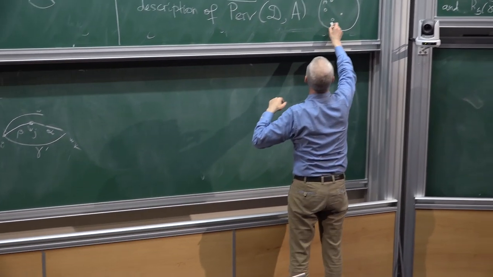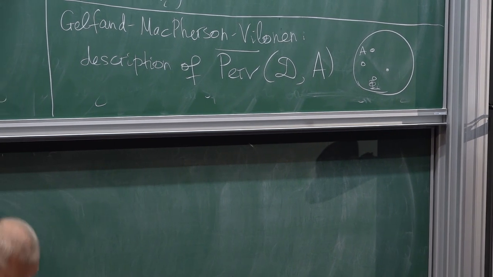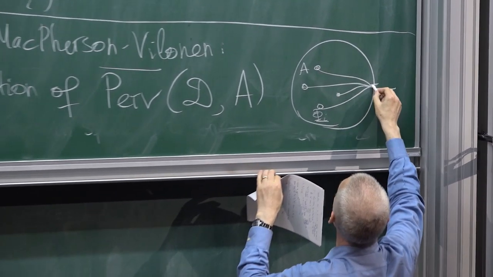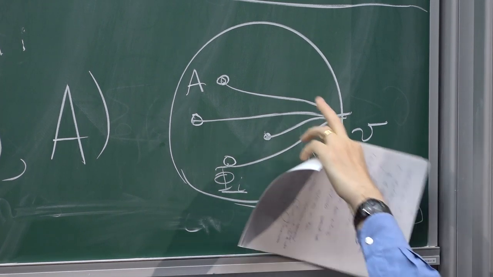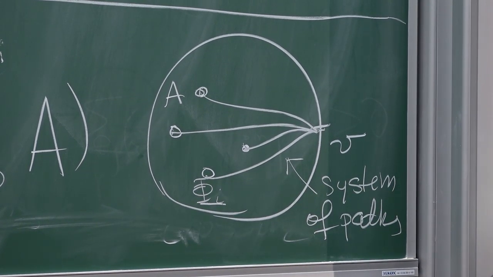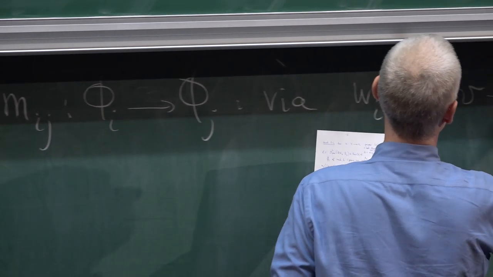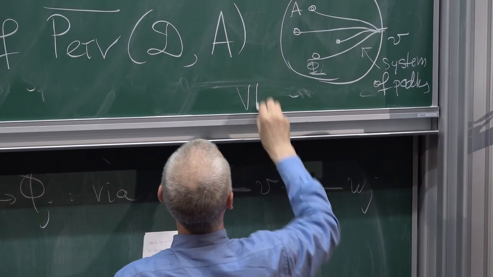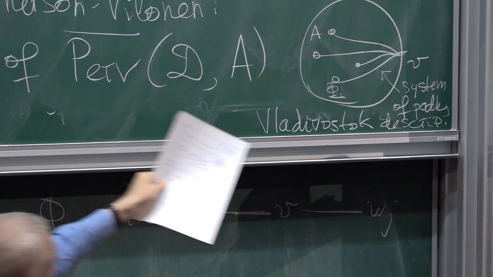So first of all, we have local systems as before. These are those little local systems, phi I, on the circles of directions. Then we do the following thing: we introduce one more point here, V, and make a system of cuts like this, a system of paths, such that they don't intersect. They intersect only here. Then we define Mij from phi I to phi j via Wi, then along this path to the point V, and then back to Wj. We call it the Vladivostok description, because we drag everything somewhere far away. So we drag everything to Vladivostok and then back.